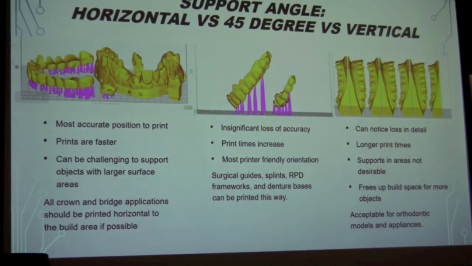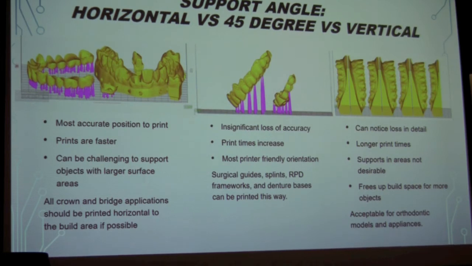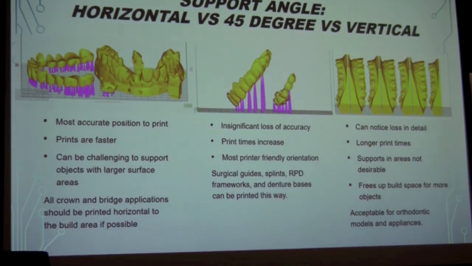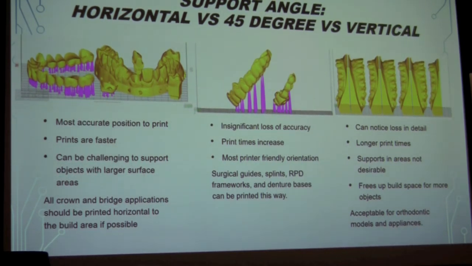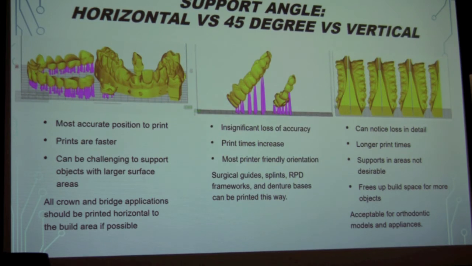So if you compare it to a 45 degree, there's an insignificant loss of accuracy. It's very minor. Your print times are going to increase, but it is the most printer-friendly orientation, because the surface area that's going to be separating from the film is actually a very low surface area. You can do surgical guides, splints, RPD frameworks, and denture bases. Can all be printed that way with great success.